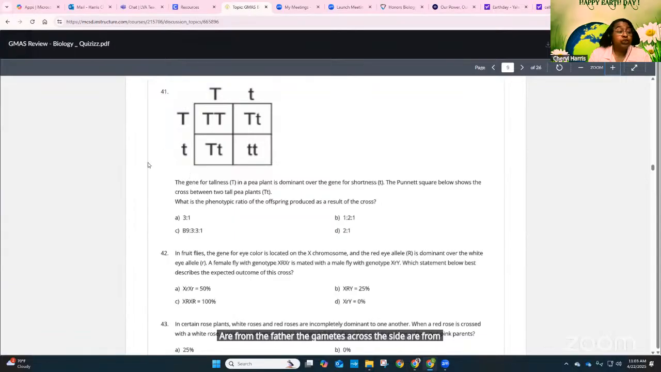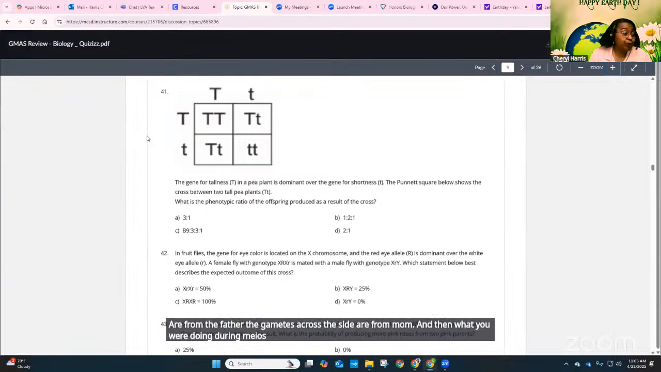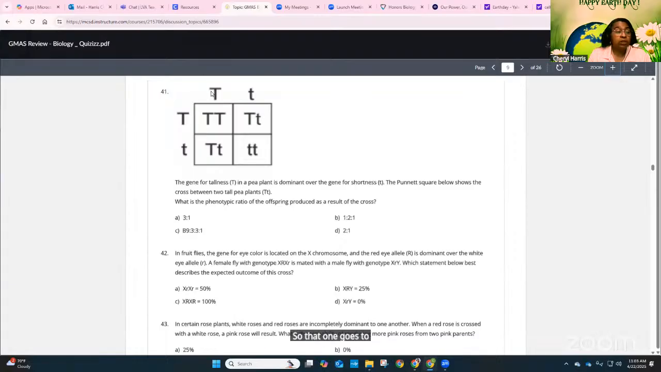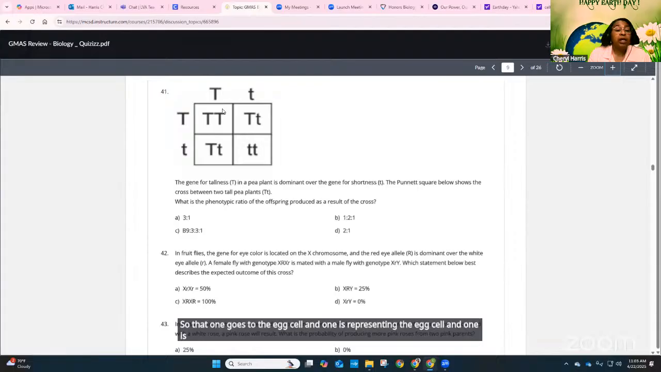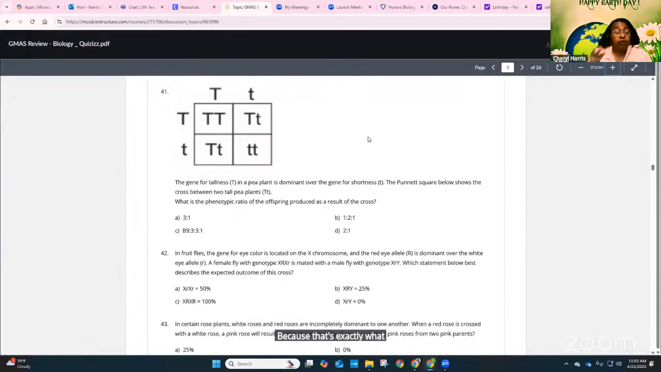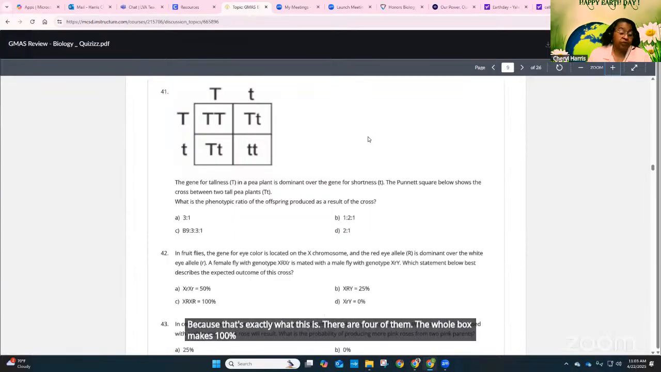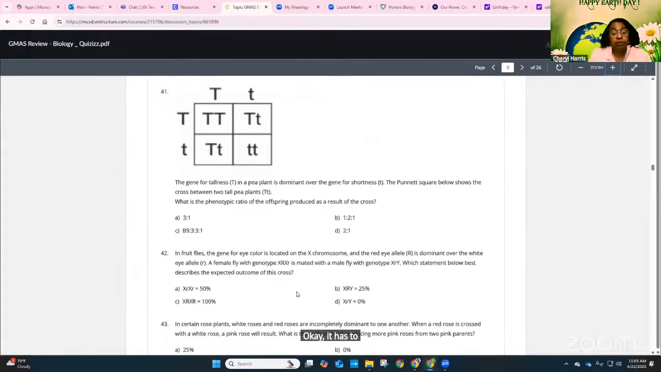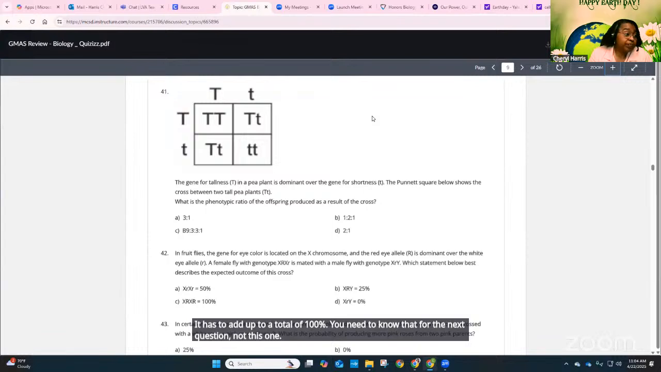And then what you are doing during meiosis is you are separating them so that one goes to the egg cell and one goes to the sperm cell, and this box inside is your fertilized egg, because that's exactly what this is. There are four of them. The whole box makes 100%. Each one of those boxes is 25%. Okay, it has to add up to a total of 100%. You need to know that for the next question, not this one. This one wants to know ratios.